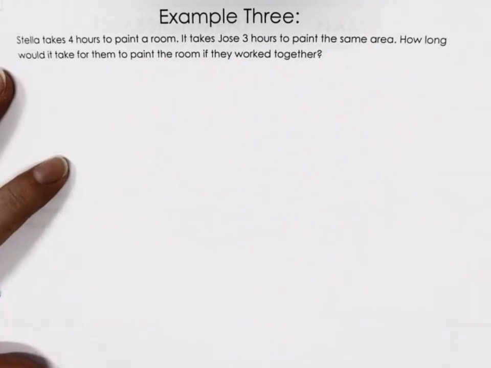All right, Stella takes 4 hours to paint a room. It takes Jose 3 hours to paint the same area, the same type of room. How long would it take for them to paint the room if they work together? Okay, well, we're gonna be adding here. And we're looking for time.